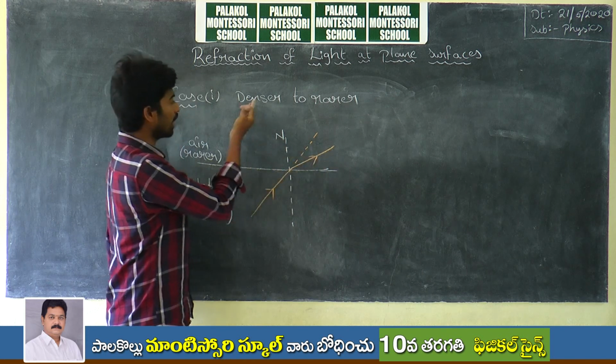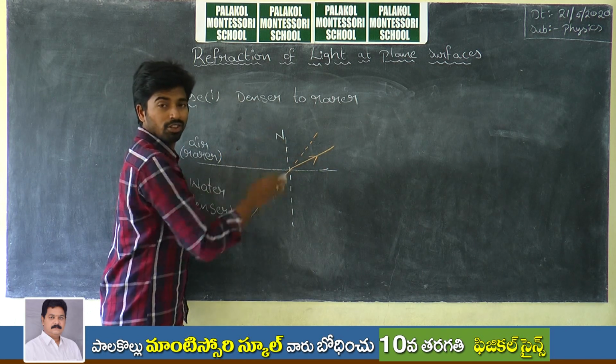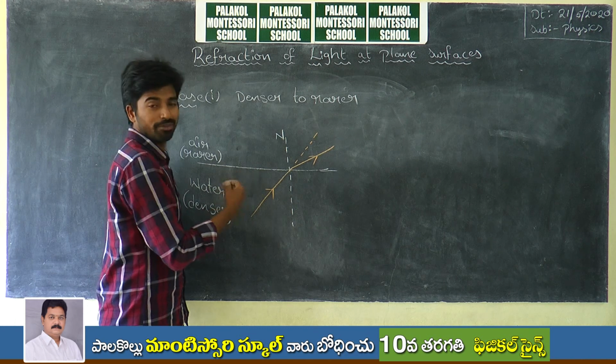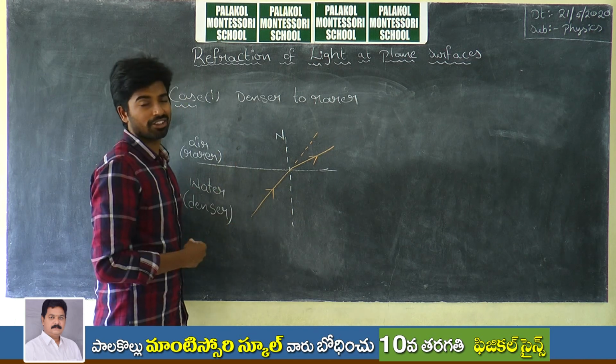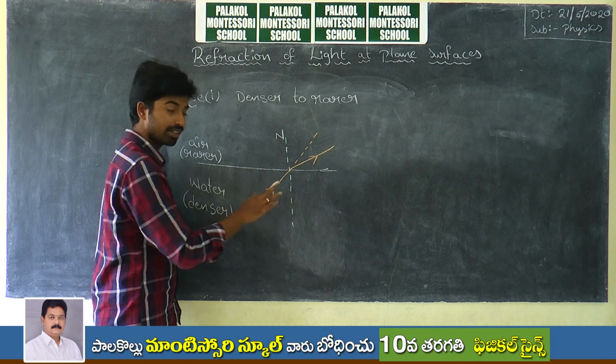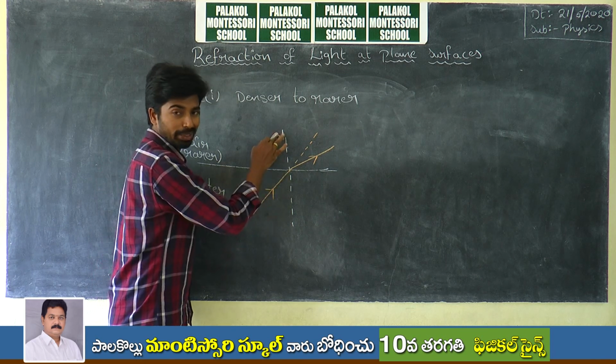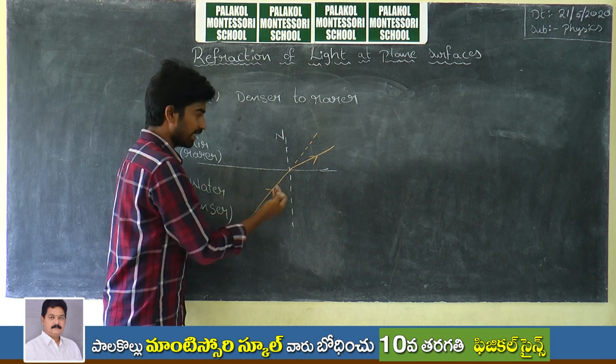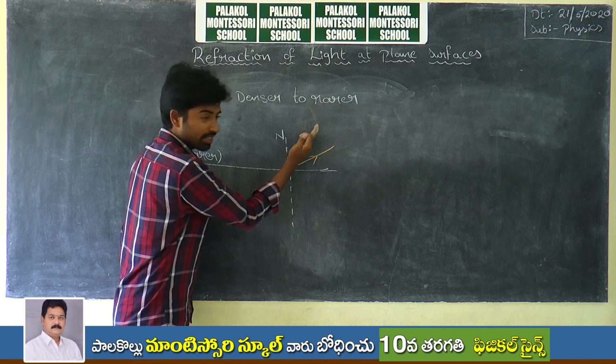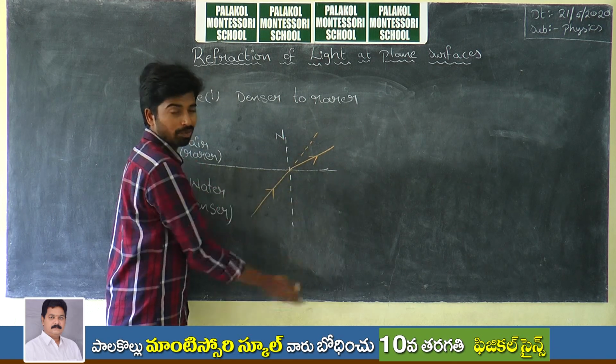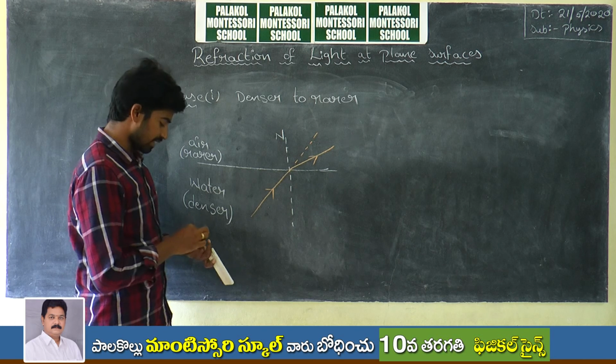It depends on the direction of the light, from which medium to which medium it was traveling. Here the light is traveling from denser medium to rarer medium. So when the light travels from denser to rarer medium, it will bend away from the normal. Away from the normal.